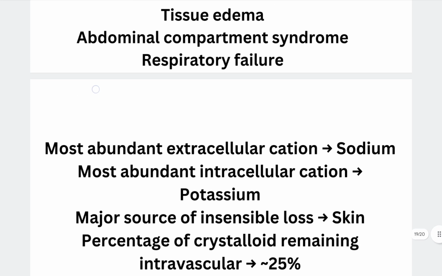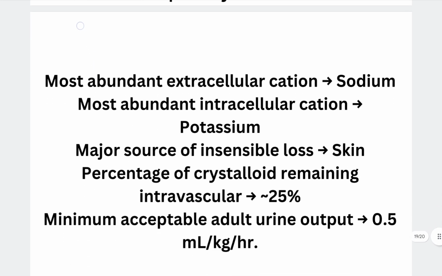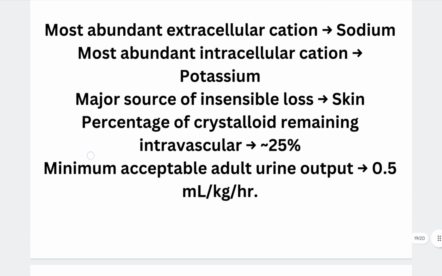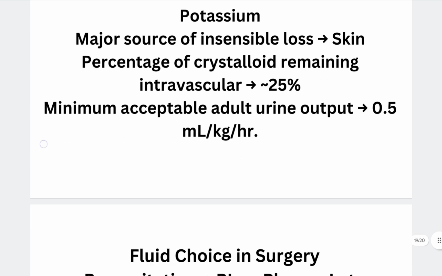So remember one thing: the most abundant extracellular cation is sodium, the most abundant intracellular cation is potassium, and the major source of insensible loss is the skin. The percentage of crystalloid remaining in the intravascular space after resuscitation is only 25%. The minimum acceptable adult urine output is 0.5 ml per kg per hour. So these are some of the important MCQ points also.